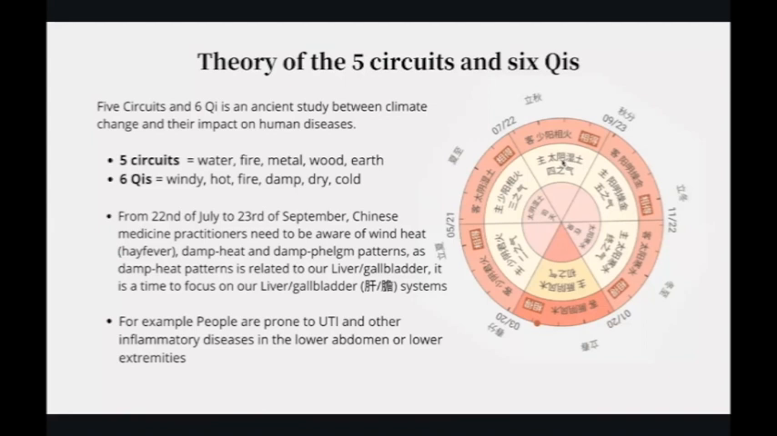In Chinese character, if you are able to read Chinese, you're able to see this is a damp herb. So more damp heat patterns will be seen in the clinic. Because damp heat patterns are linked to our liver and gallbladder, it's a time to focus on our liver and gallbladder. For example, liver gallbladder symptoms can be people who are prone to UTI or some other inflammatory diseases in the lower abdomen or lower extremities, or even acne that happens around the mouth. All these sort of things are damp heat related.